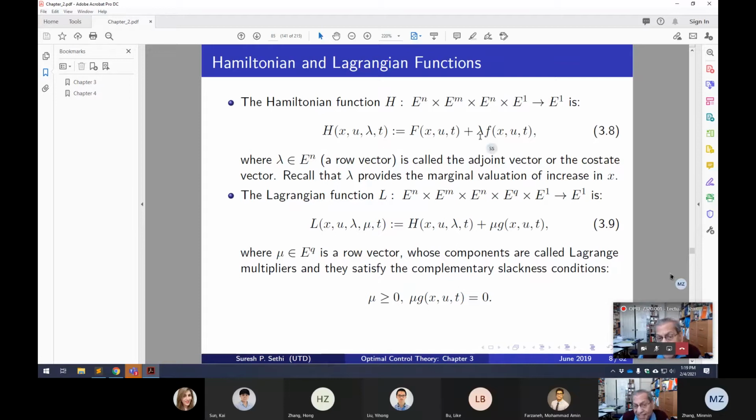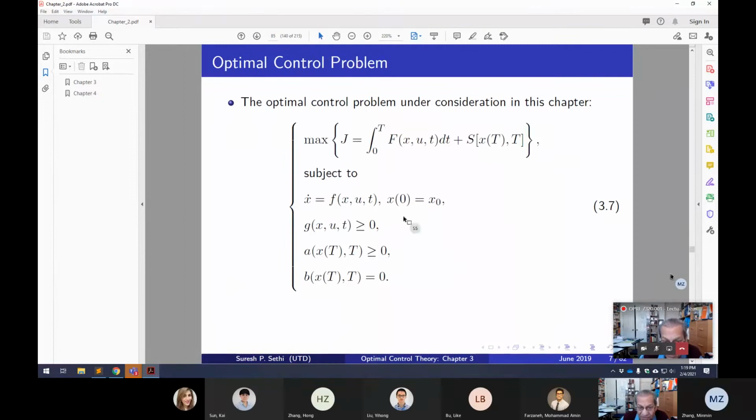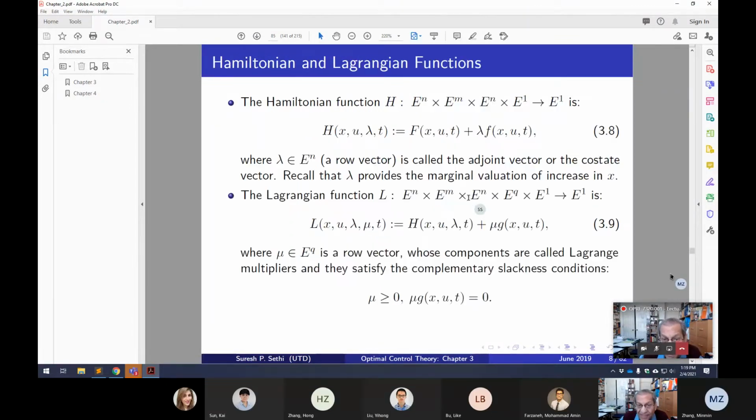We want the same thing to happen, but now this Hamiltonian has to be maximized subject to these constraints. There we apply the theory of Lagrange multipliers, or the theory of math programming. Math programming says that if you want to maximize this Hamiltonian subject to the constraint G bigger than or equal to 0, then I put a Lagrangian.